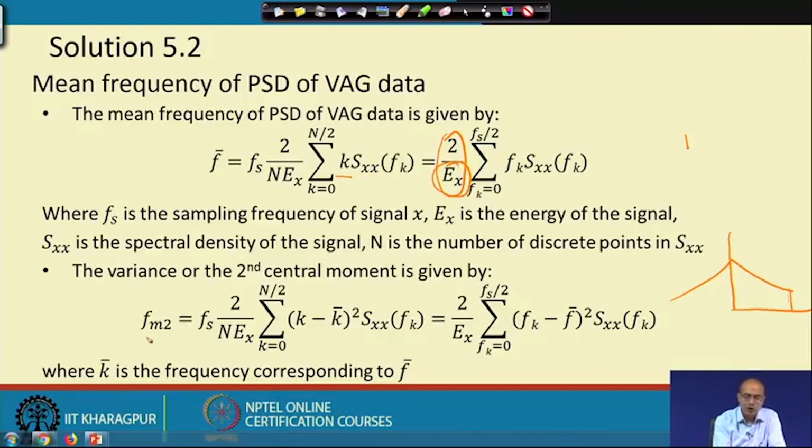Next is for the second central moment or variance. What we can do is, instead of f k, we are multiplying it with f k minus f bar square, where f bar is the mean frequency. Okay. So, this is the way we get the mean frequency of the PSD and the variance of the PSD. So, let us see how the results we get.